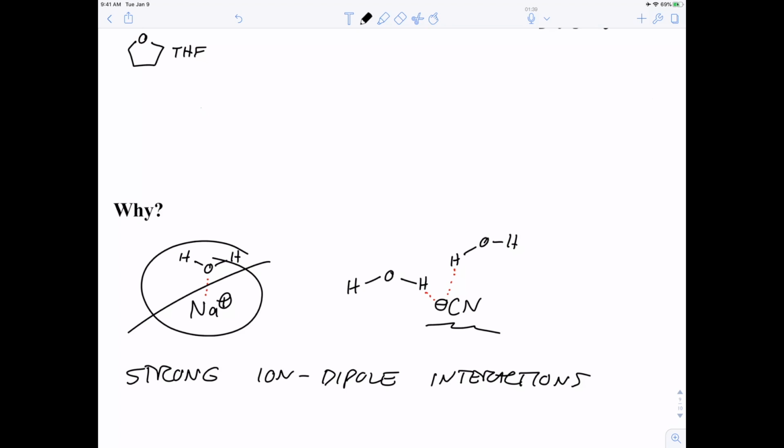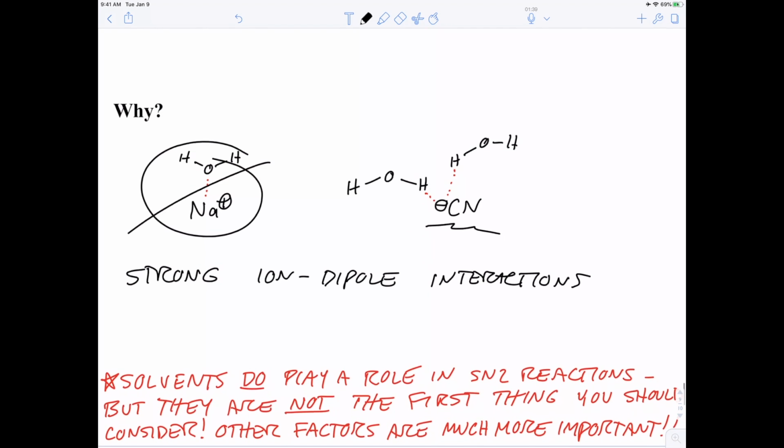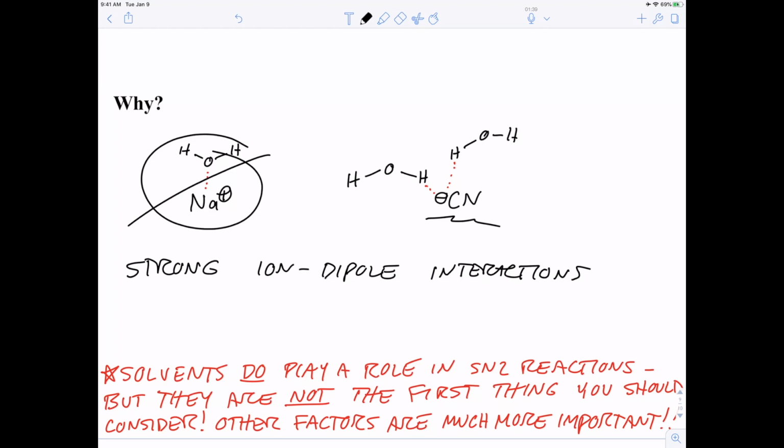Whereas for something like a polar aprotic solvent, they're going to help solubilize enough, but the interactions are going to be weaker because the dipoles are a little bit weaker. So in that case, it's going to be a lot easier for the solvents to just get out of the way so that our nucleophile can go on and do its attack. But I do want to reiterate what I said at the top of this section, is that while the solvents do play a role, they're absolutely not the first thing that you should be looking at. There are way more important factors that you should consider first.